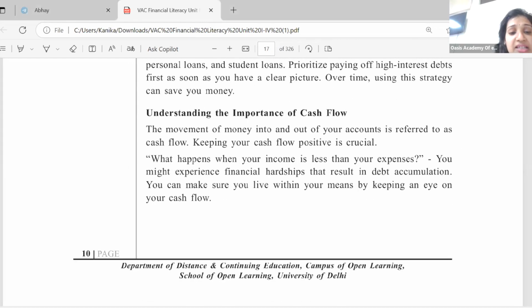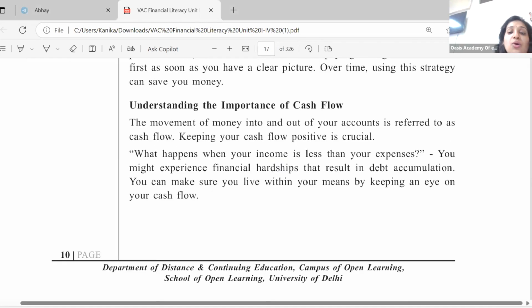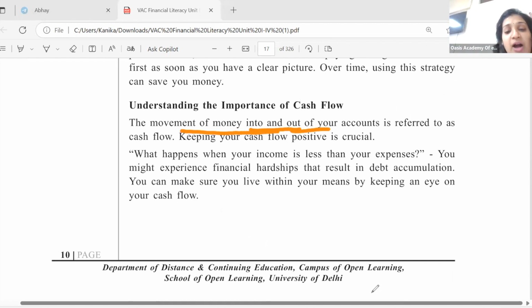Now I'll explain what cash flow is. What do you mean by cash flow? Cash flow means movement of money. The movement of money into and out of your account is referred to as cash flow.